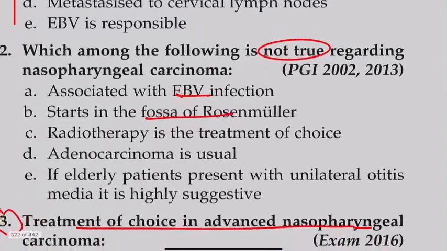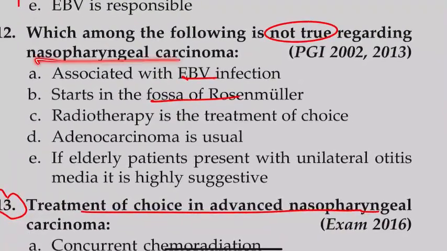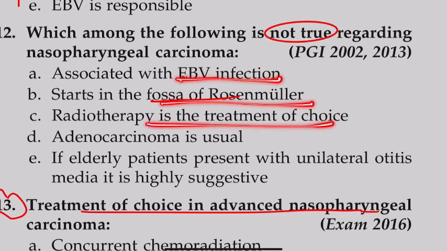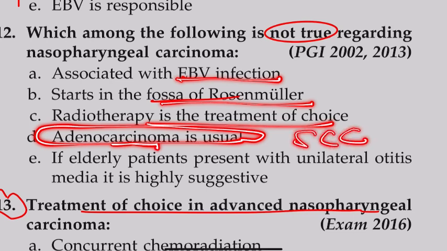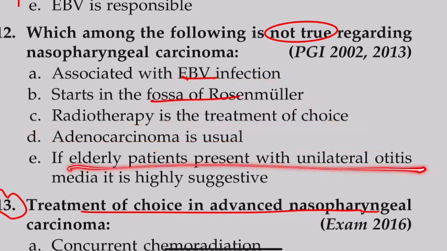Which of the following is not true regarding nasopharyngeal carcinoma? Associated with EBV, yes. Starts in the fossa of Rosenmuller, that's also right. Radiotherapy is treatment of choice, that is also right. Adenocarcinoma is usual, okay. Now here adenocarcinoma is not usual, right? Nasopharyngeal carcinoma is most commonly squamous cell carcinoma, right? And if an elderly patient presents with unilateral otitis media, it is highly suggestive. Yes, it is highly suggestive.